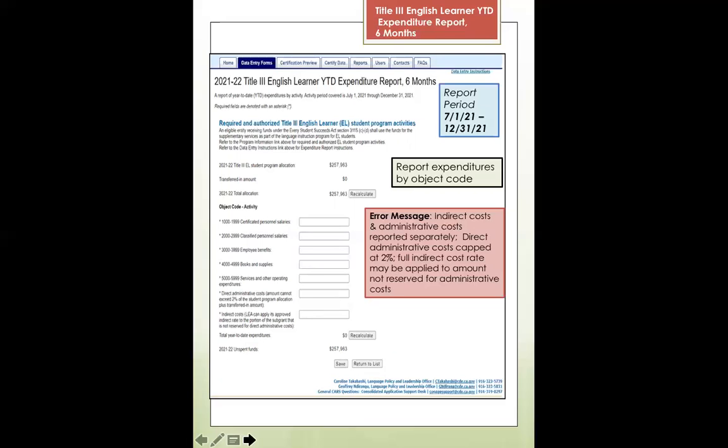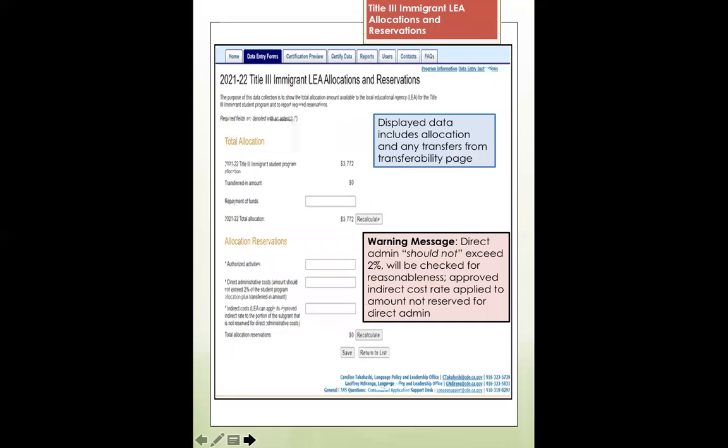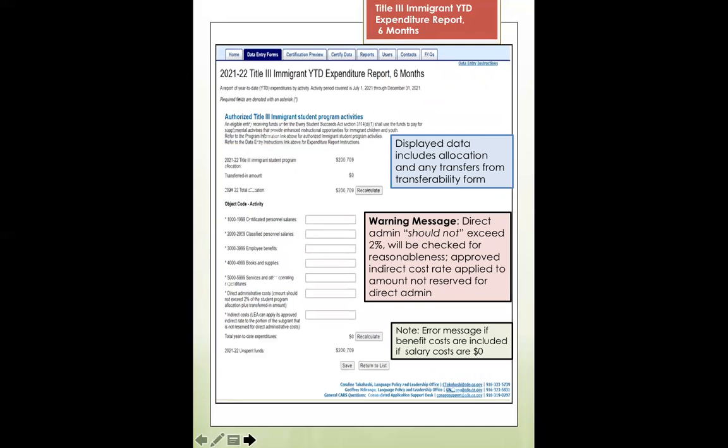And I believe the next one is the same thing for immigrant. Exactly, same thing for immigrant funds, reporting for this year's funds from July 1 through December 30th. All right. And again, Title I, Title III, your expenditure report. Again, this is no breakdown.